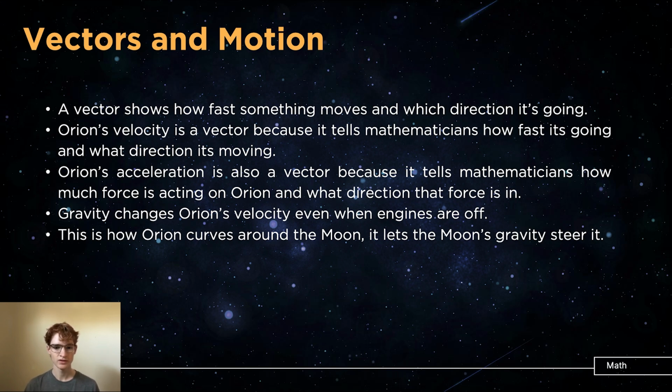So even when Orion's engines are turned off, gravity is still acting on it. Gravity changes Orion's velocity, which is why a spacecraft doesn't move in a straight line. This is how Orion curves around the moon, by letting the moon's gravity gently steer it, kind of like swinging around a pole or swinging around an object with a rope.